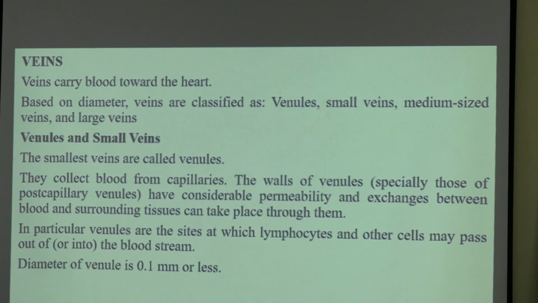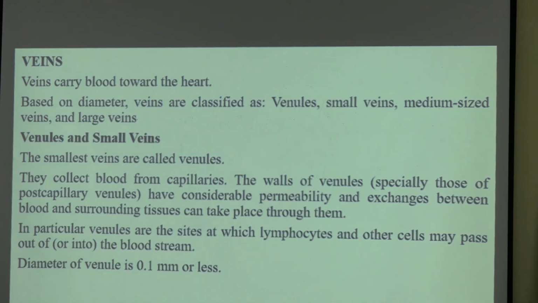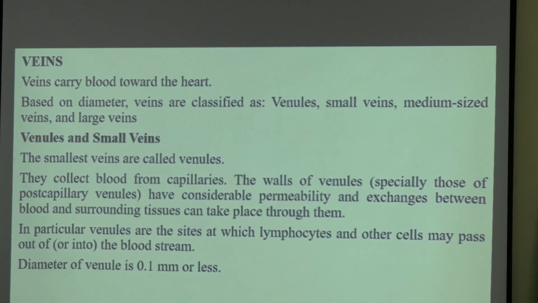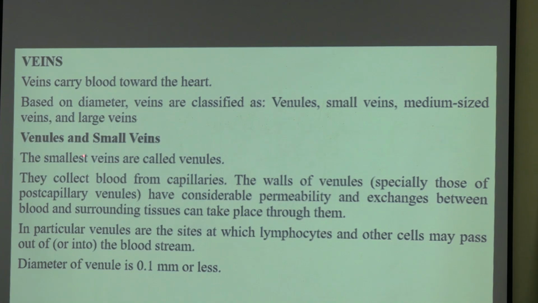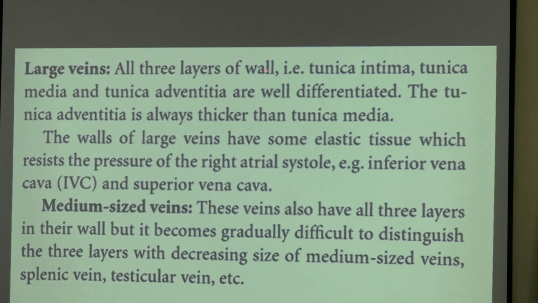The venules are the sites where lymphocytes and other structures can pass from the bloodstream. That means whenever blood is flowing through the venules, the lymphocytes or the other cells present in the blood can escape from that particular blood supply and then enter into the intercellular spaces. Now in case of venules, the diameter is less than 0.1 mm. Next, venules are also of two types: post capillary venules and muscular venules. Here the diameters are variable. Next, in case of large veins, all three layers are present.